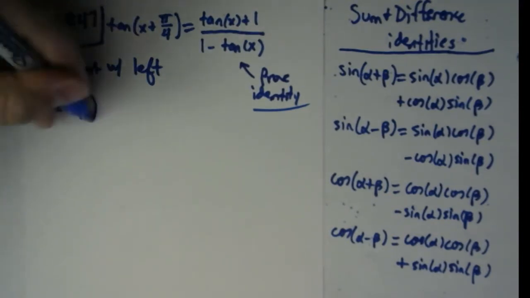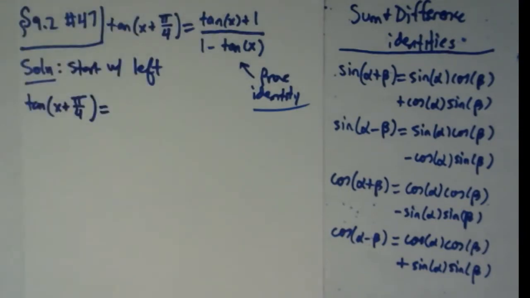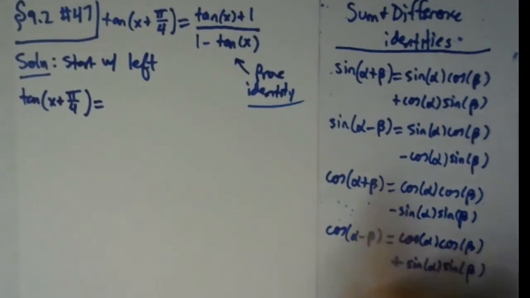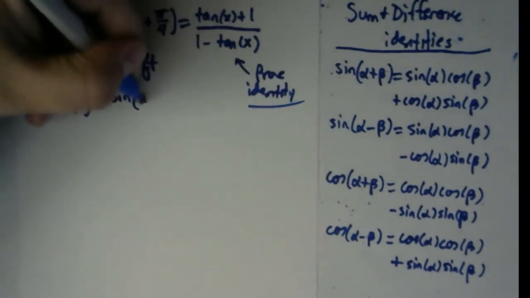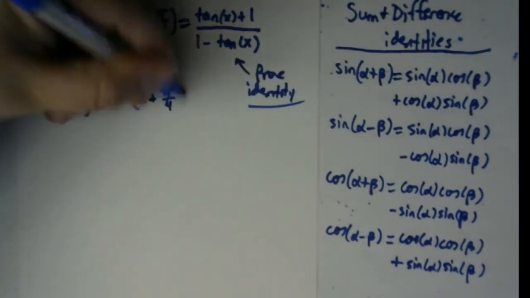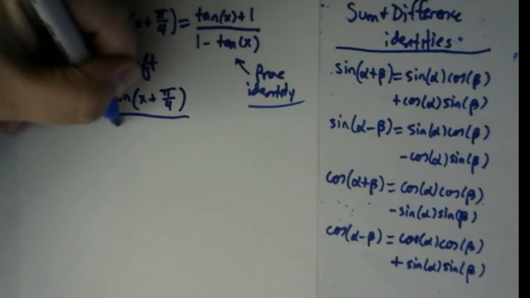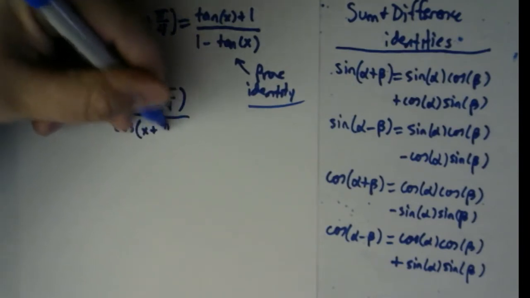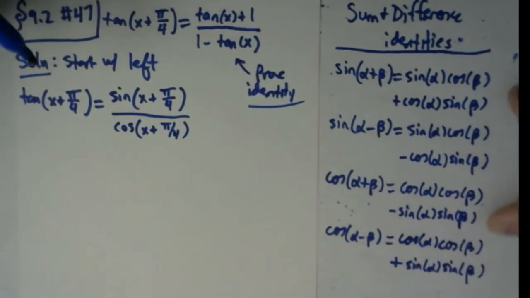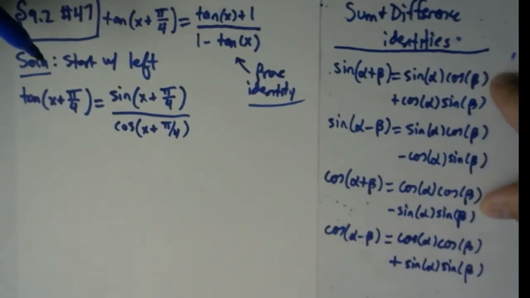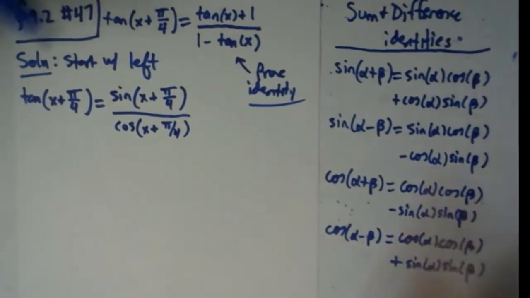That's where I'm starting. Now, because I'm really focused on just these ones, I'm going to rewrite this in terms of sines and cosines. So tangent is sine over cosine, so I get sine of x plus pi over 4 divided by cosine of x plus pi over 4. Now, each one of those are these two identities. So I'm going to apply those identities now.